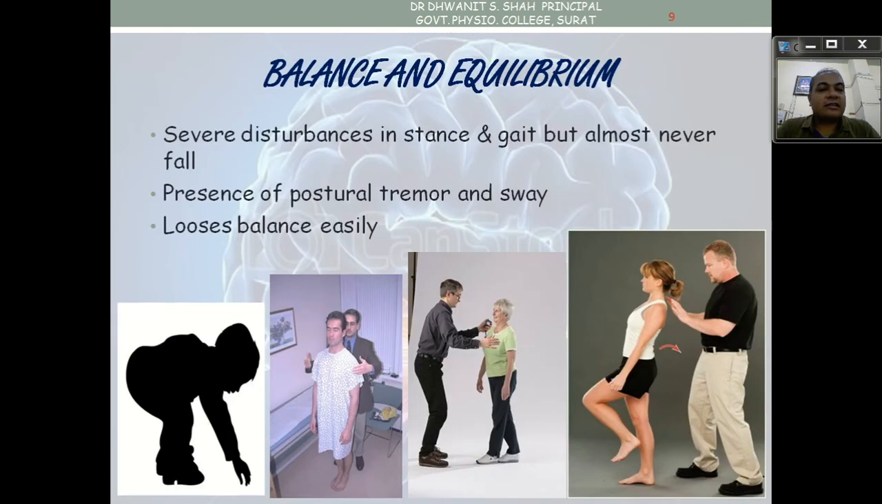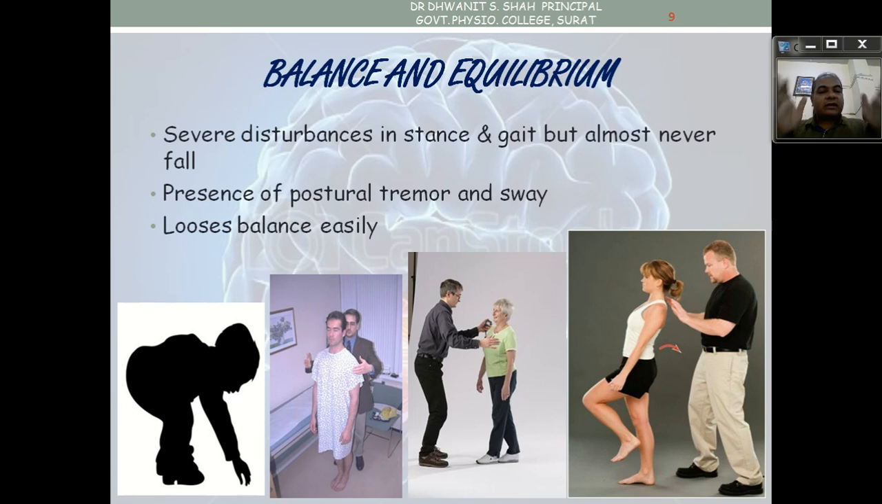Next is balance and equilibrium. Patients with this cerebellar problem will have disturbed balance and equilibrium. Balance can be checked at the static level and also at the dynamic level. We have to check for severe swaying in the stance as well as in the gait, but they almost never fall. They may have an incoordinated gait, and they will balance themselves by supporting on anything, but the chances of a fall are less. The presence of postural tremors and sway will be seen when the patient is walking or in a static position.